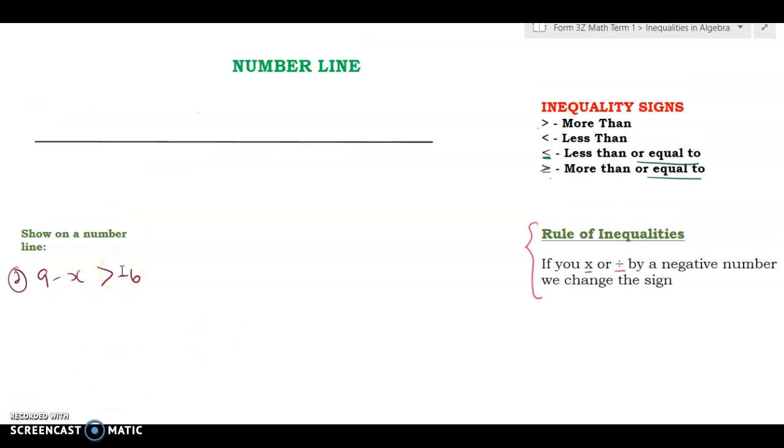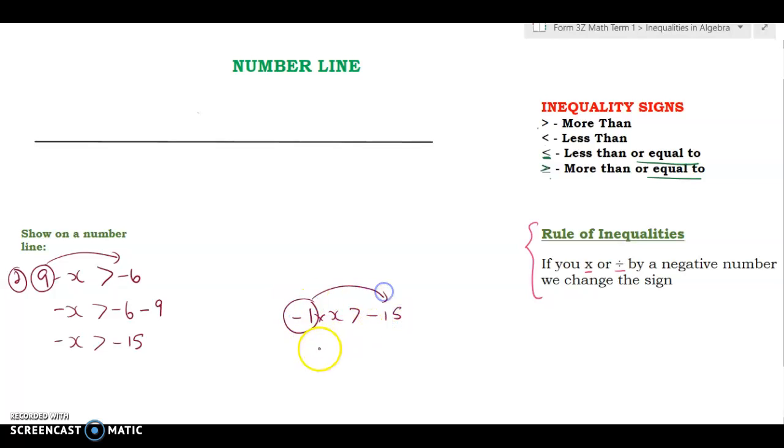My second question now says 9 minus x is greater than minus 6. Now to solve for x, we need to send over everything. 9 will go over here, minus x is greater than minus 6 minus 9, minus x is greater than minus 15. Now this really means minus 1 times x is greater than minus 15. Now if I have to send this over, I will have to leave this as an x, and this minus 15 will now be divided by that minus 1, because it was multiplying on this side.